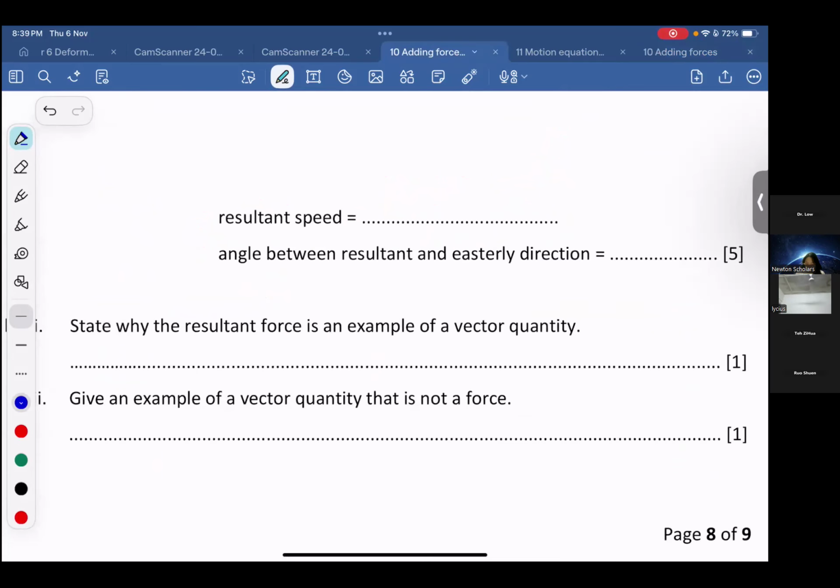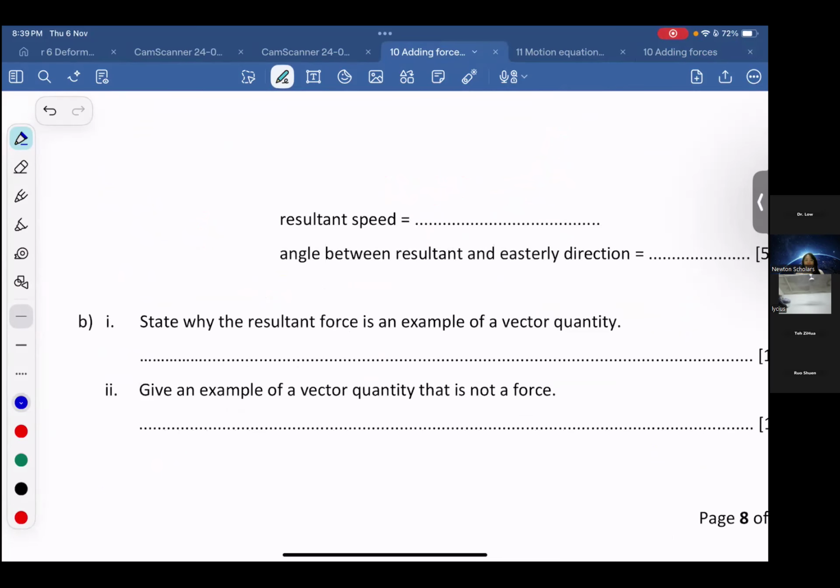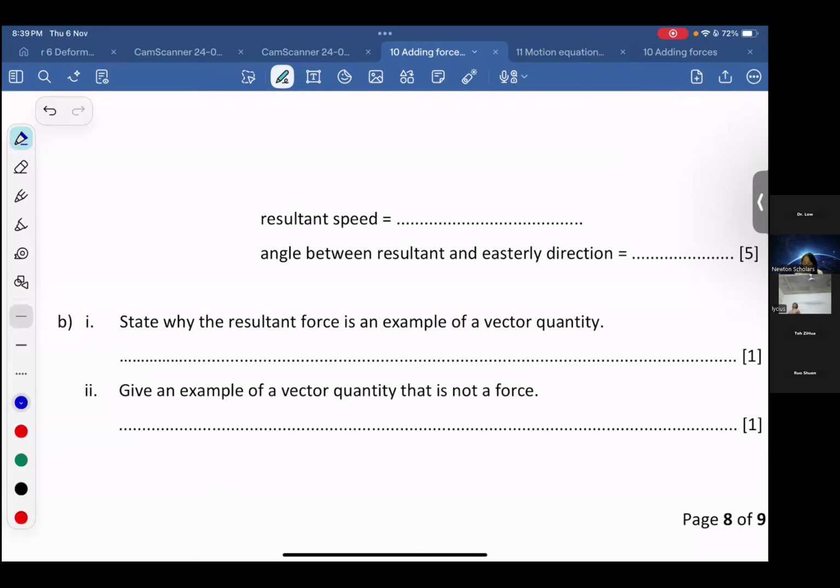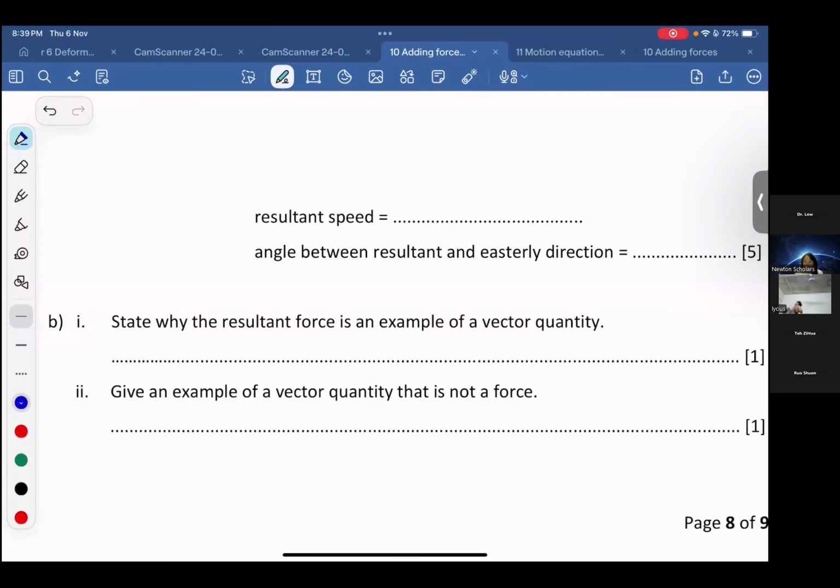Okay, dear, resultant force is an example of vector quantity. Why? Any of you can tell me why resultant force is an example of vector quantity? Type your answer in the chat box. Let me know, right, dear? Or I need to call your name to answer me. Why is the resultant force an example of vector quantity? At the starting of the lesson, I mentioned, why is force a vector quantity?